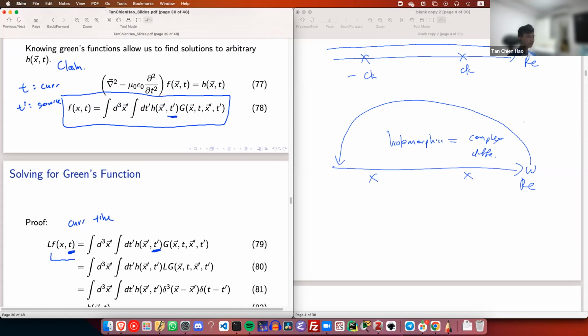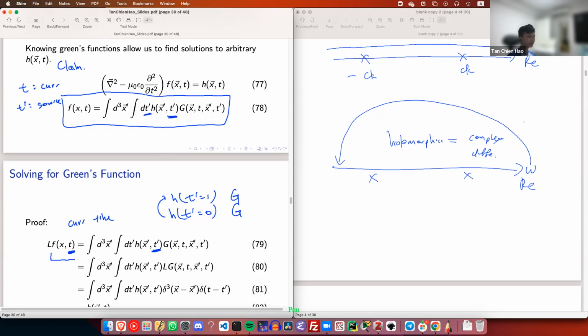So t prime is what we plug into h, and h is our source. And then we integrate over t prime. When we integrate over t prime, it just means that at t prime equals, let's say, 0, h has some value, and at t prime equals 1, h has another value, and I want to sum up all these contributions weighted by the Green's function.